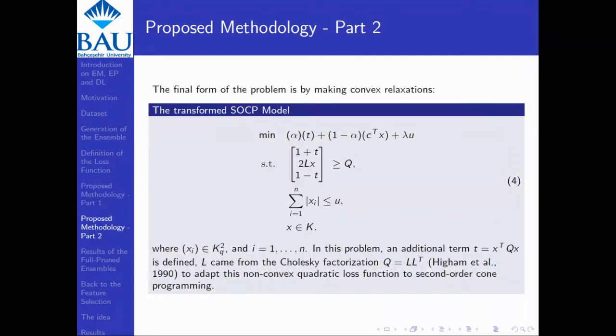We made some convex relaxations for non-convex expressions, and at the end, we transformed it into a second-order conic programming model. So in this equation, we add an additional term, which is t equals x transpose Q x. And then L came from the Cholesky factorization, where Q equals L multiplied by its transpose, to adapt this non-convex quadratic loss function to second-order conic programming.